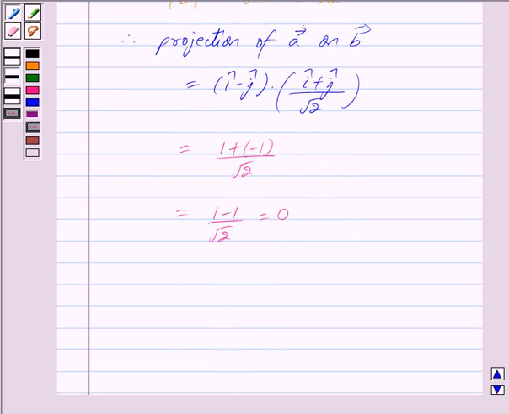So the projection of vector A on vector B is 0. This is our answer. Hope you have understood the solution.